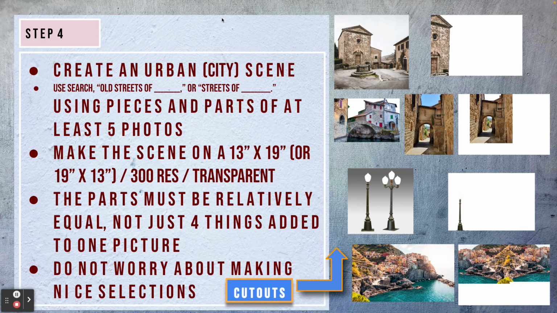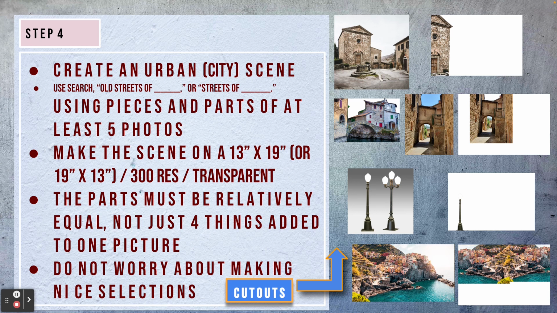When you gather your images, some helpful tips for your search online would be to search old streets of, and then just insert your city or town, or just simply streets of. It just depends on the vibe that you're going for. So using pieces and parts of at least 5 photos.